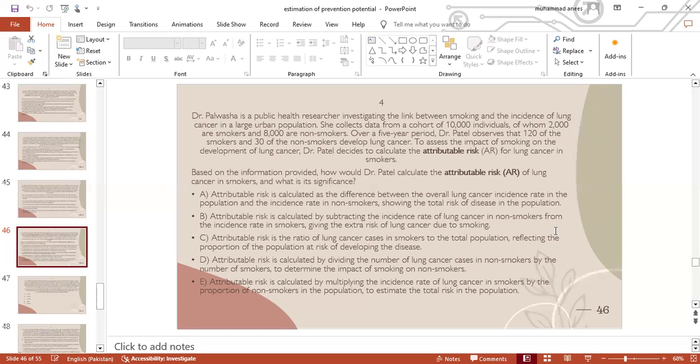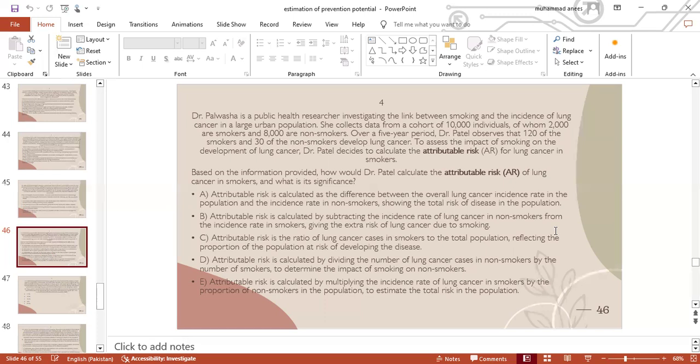A, attributable risk is calculated as the difference between overall lung cancer incidence rate in the population and the incidence rate in non-smokers, showing the total risk of disease in the population. B, attributable risk is calculated by subtracting the incidence rate of lung cancer in non-smokers from the incidence rate in smokers, giving the extra risk of lung cancer due to smoking. C, attributable risk is the ratio of lung cancer cases in smokers to the total population, reflecting the proportion of the population at risk of developing the disease.